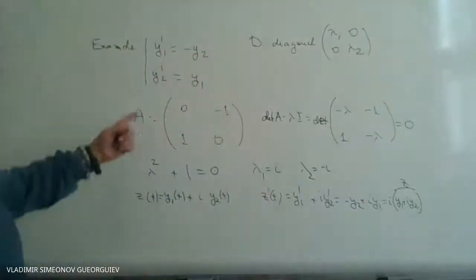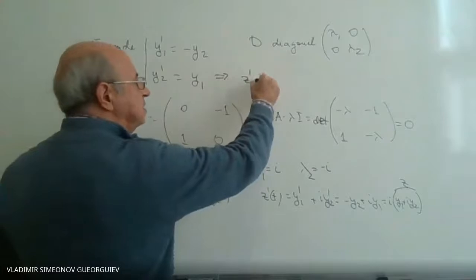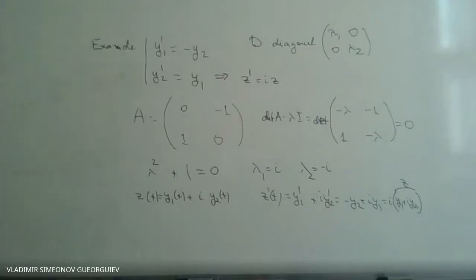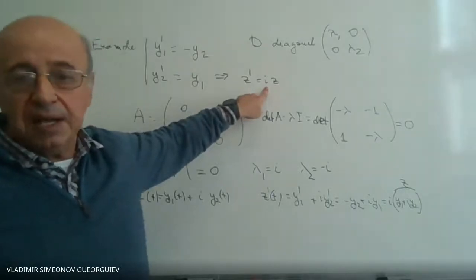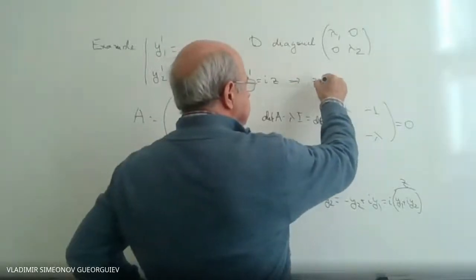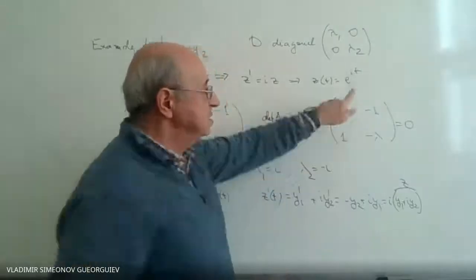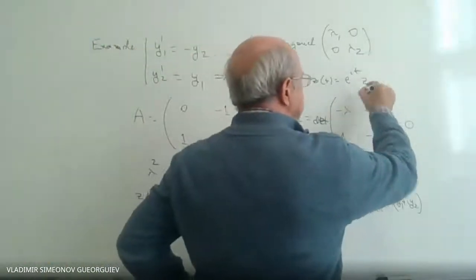So what is our equation? From this equation, we get immediately zeta prime is equal to I zeta. How can we solve this equation? We have the possibility to solve it because we can interpret this factor exactly as in the case of a real number. So from here, zeta(t) is e to the power It, a very well defined number, times your initial data zeta(0).